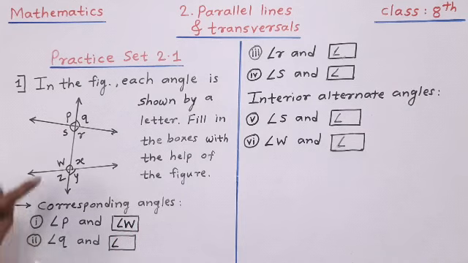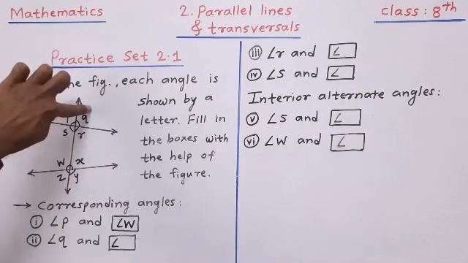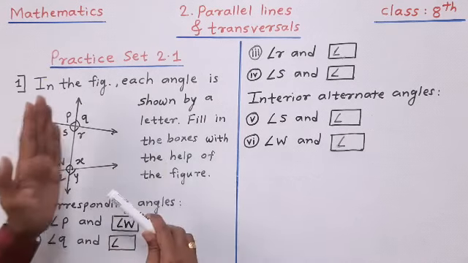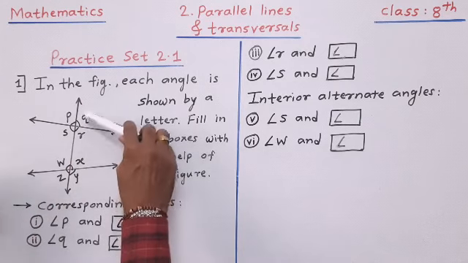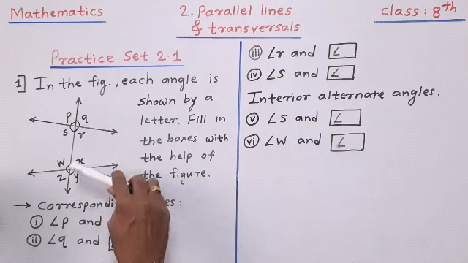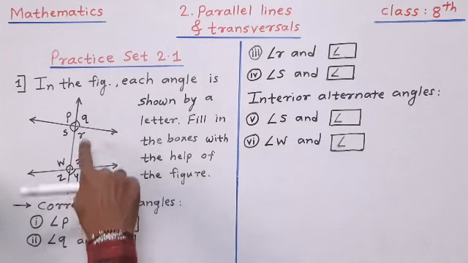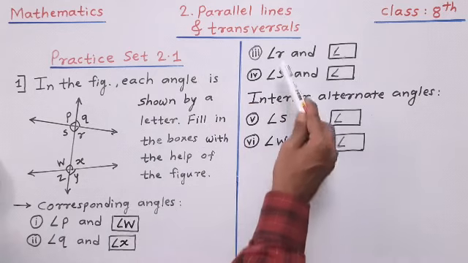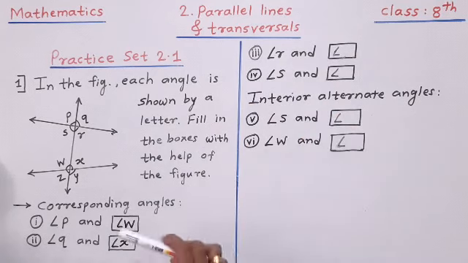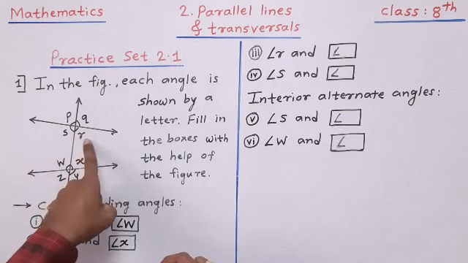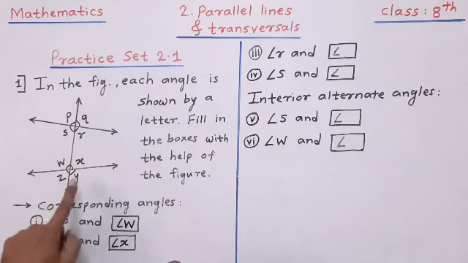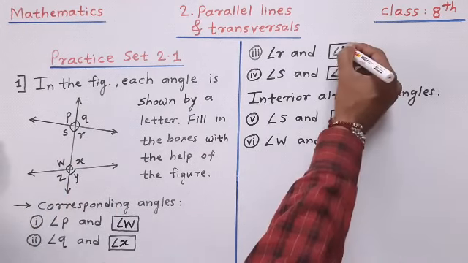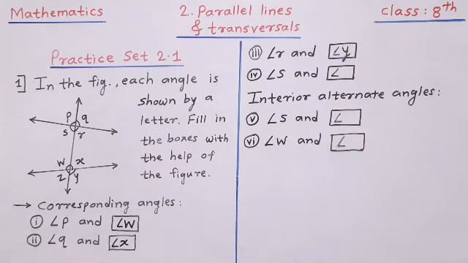Second, angle Q. See, angle Q is on the right side of the transversal. Its corresponding angle will also be on the same side. If Q is above, on the other line the angle will also be above. Angle Q and angle X are corresponding angles. Now the third pair of corresponding angles, angle R and the blank. Angle R is below here, so its corresponding angle will also be on the same side and below. So angle Y. Angle R and angle Y are corresponding angles.